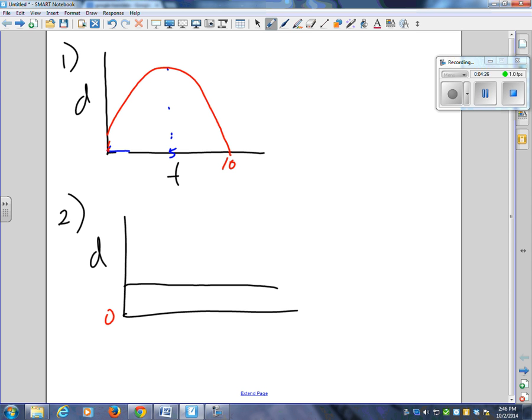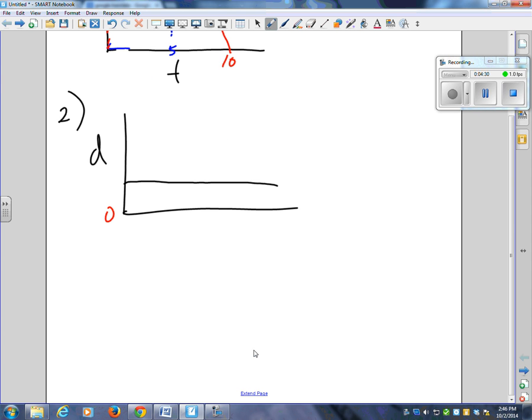Unless there's wind resistance. There's a wind to blow it. Yeah. Then that's not wind resistance.